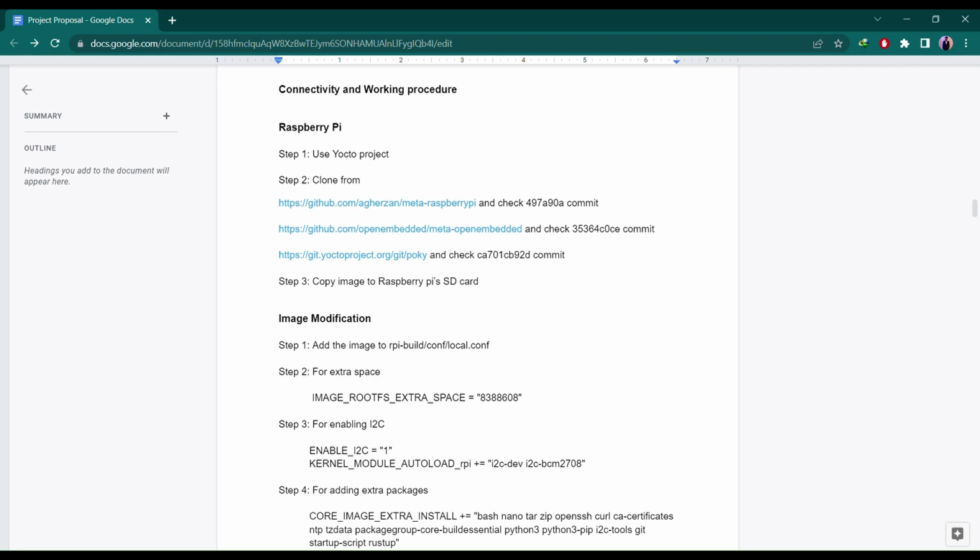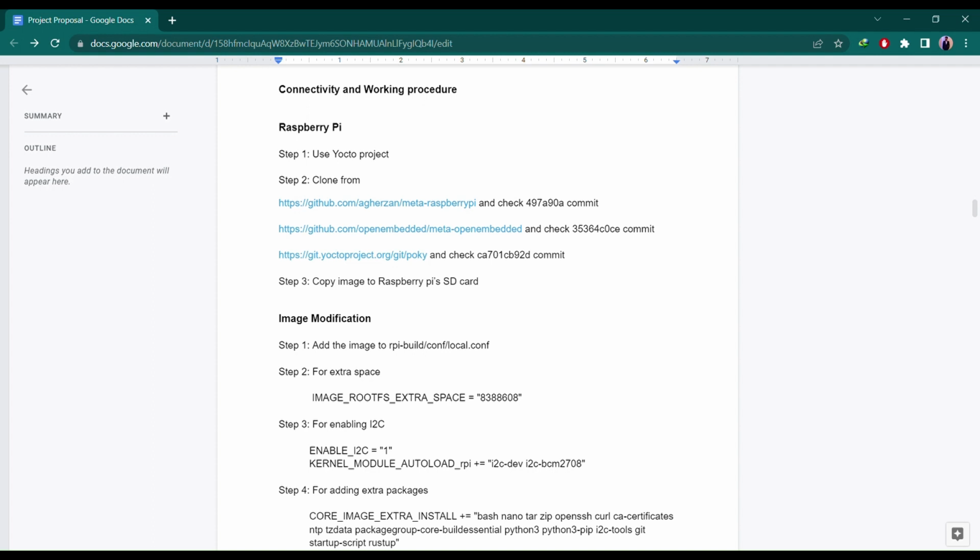Hello, Assalamu alaikum, sir. I'm Shafkat Zahir, and I did the connectivity and working procedure part for our project proposal. I will explain the working procedure first. We have to configure the Raspberry Pi, and we have to use the Yocto project. Yocto is a set of tools for building a custom embedded Linux distribution.